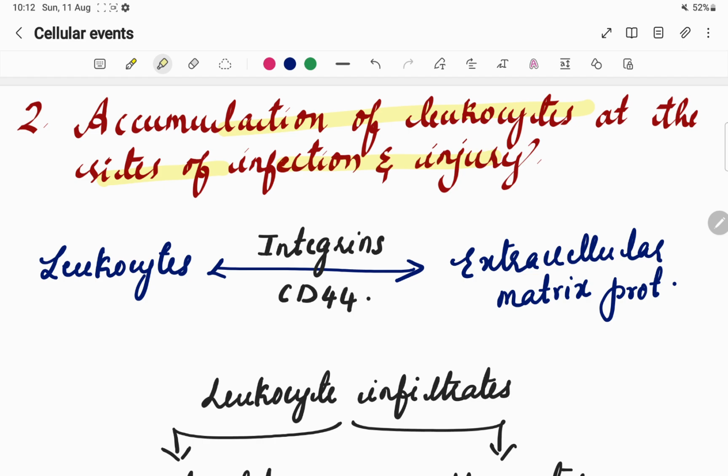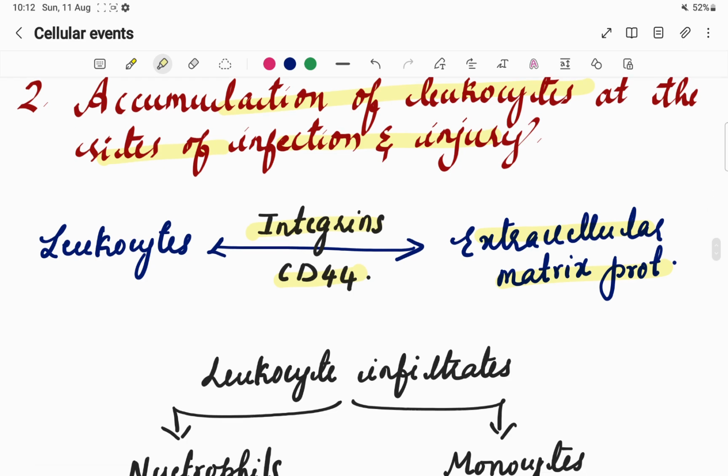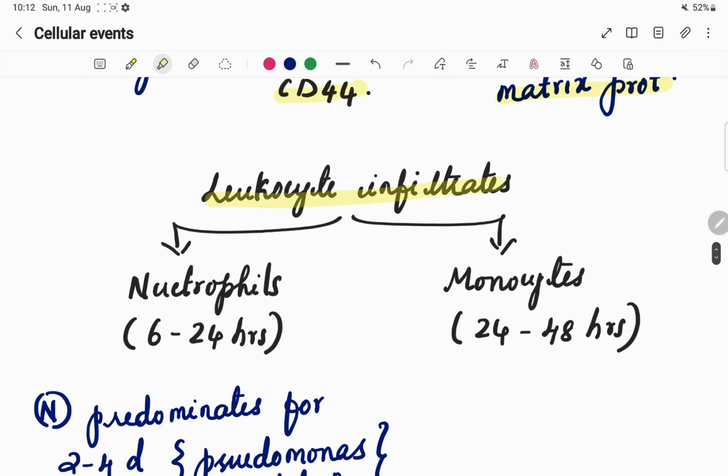അതെങ്ങനെയാണെന്ന് വെച്ചാൽ this is achieved by the binding of leukocytes to the extracellular matrix protein. ബൈൻഡ് ചെയ്യും with the help of integrins and CD44. These leukocytes bind to the ECM, that is extracellular matrix protein. So also leukocyte infiltrate helps in that process, that is neutrophils and monocytes.